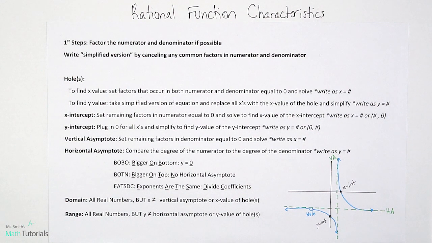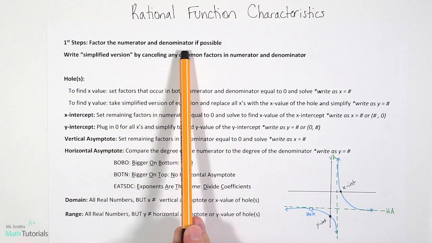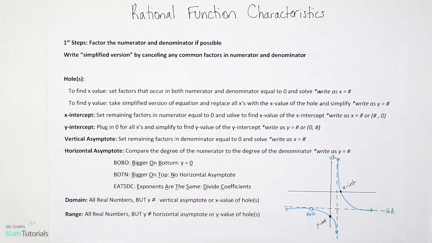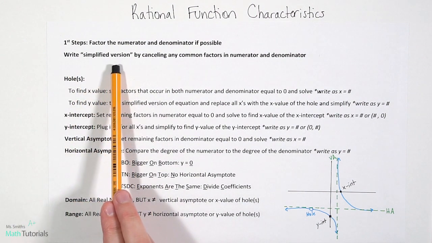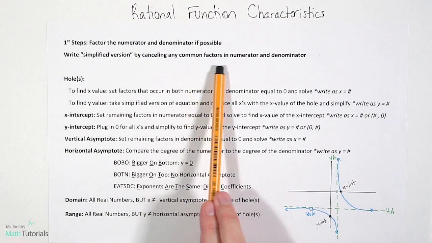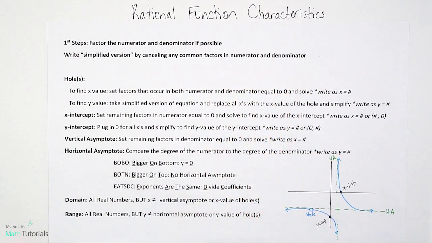The first step when we are given a rational function equation is we want to factor the numerator and denominator if possible. Sometimes we'll be able to and sometimes we won't, but if we can, we definitely want to do that. You want to get it into its most simplified factored form. Our next step would be to write the simplified version by canceling any common factors in the numerator and denominator.